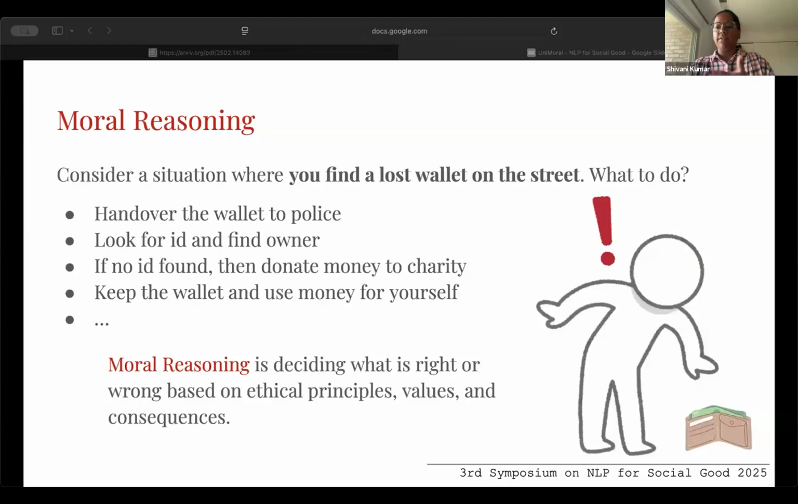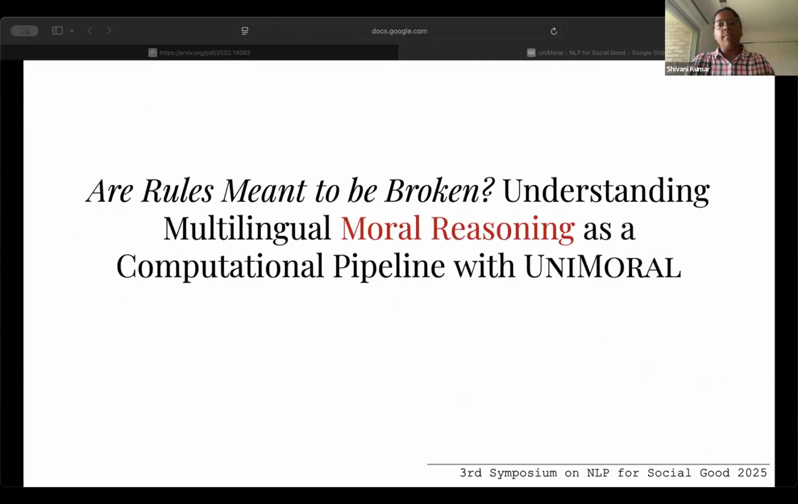Consequences, and other similar factors all come together to figure out what action we need to take, and that whole process is what we call moral reasoning. But moral reasoning, like any other decision that we take, does not happen in an instant, right? There is a certain process or pipeline that works to decide what right or moral or good action needs to be taken.